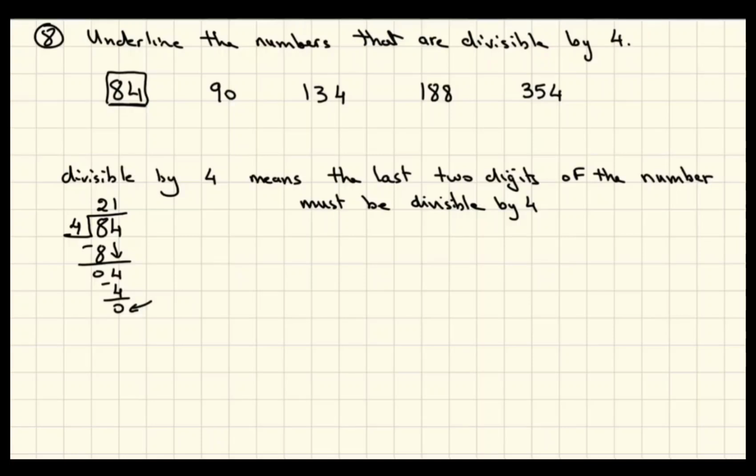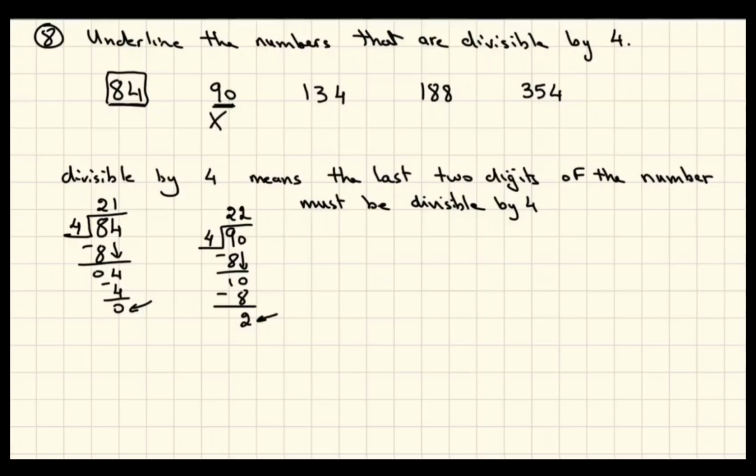Now for 90, I need to look at the last two digits. So is 90 divisible by 4? Let's check. 4 times 2 is 8. We get 1. When you bring the 0, 4 times how much will give you 10? We don't have a number. So times 2 is 8. Then you do 10 minus 8, which is 2. The remainder is not 0. It means 90 is not divisible by 4.